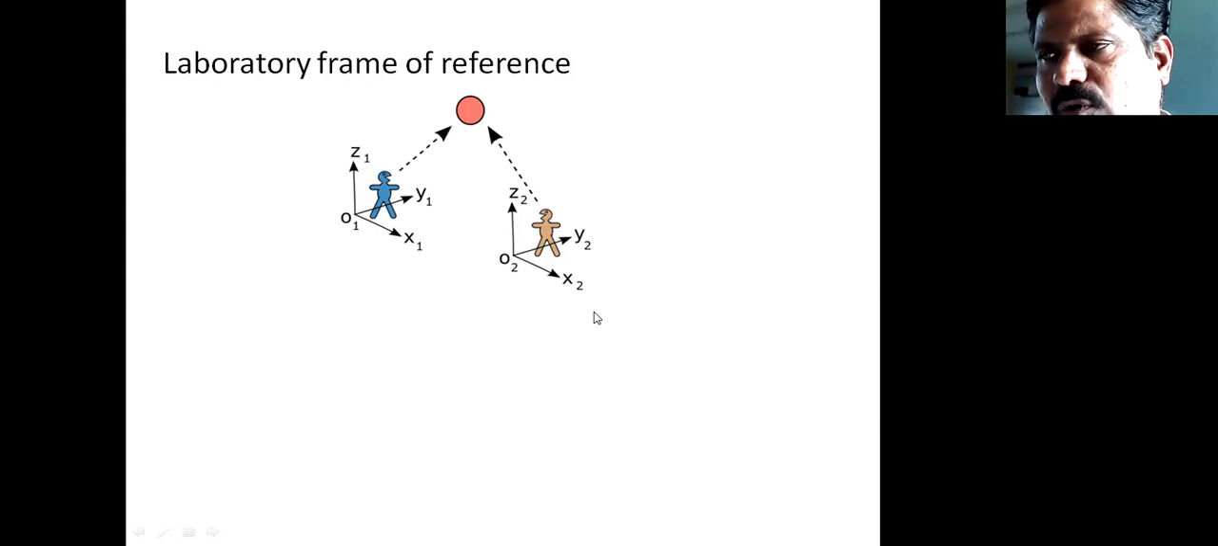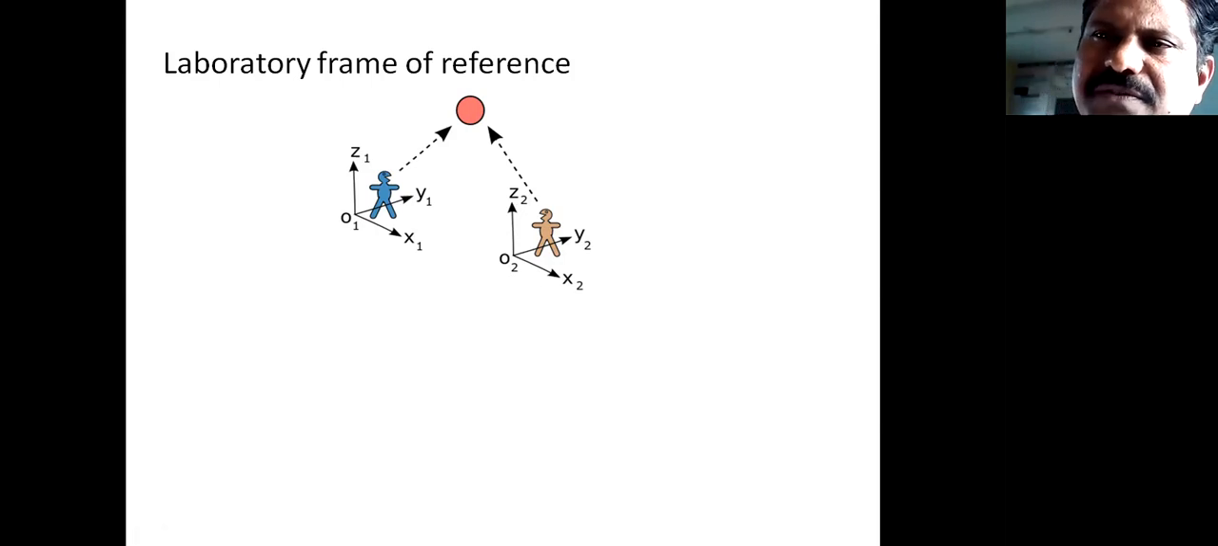Next, what is a non-inertial frame of reference? A non-inertial frame of reference is one in which Newton's laws of motion do not hold good, are not valid. Such frames we are calling non-inertial frames of reference. An example of a non-inertial frame of reference is all the accelerated frames of reference. Okay.